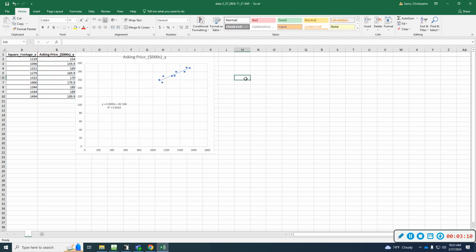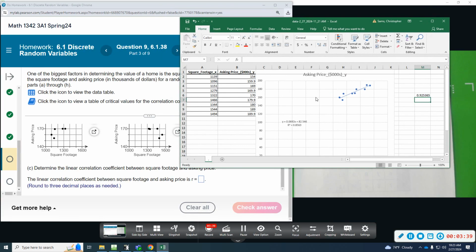Let me make this a little bit bigger. I'm going to come over here and say this is equal to SQRT, and then in parentheses, I'm going to put 0.8563. I'm going to close that and hit enter. So my R is 0.92. How do I know if this is positive or negative? Well, by the direction of my trend line. If it's positive, this number is positive. If it's negative, then I need to make sure I put this number as a negative. Right now, my trend line is positive, so rounding to 3 decimal places, a positive 0.925.